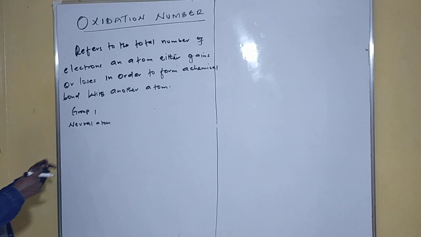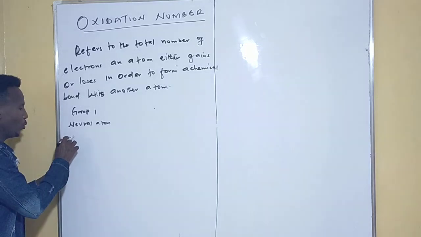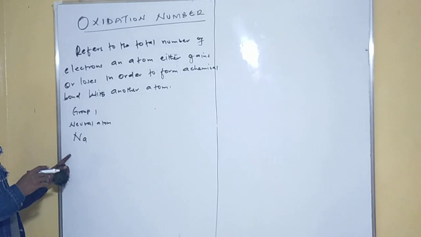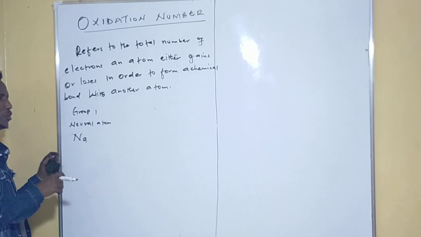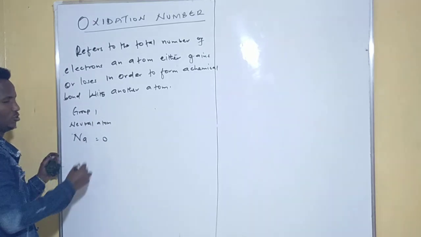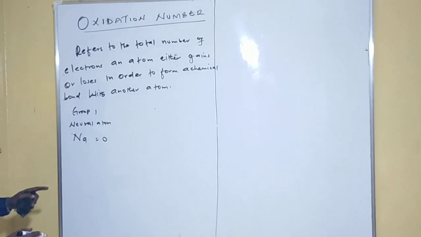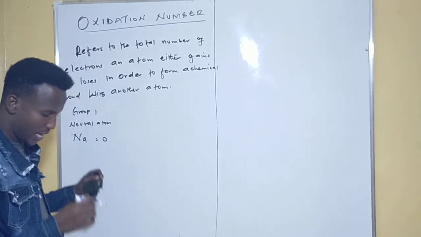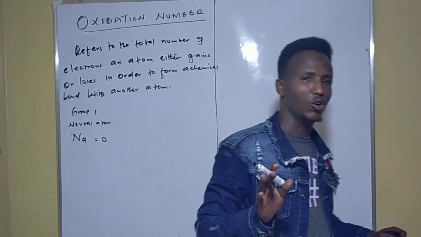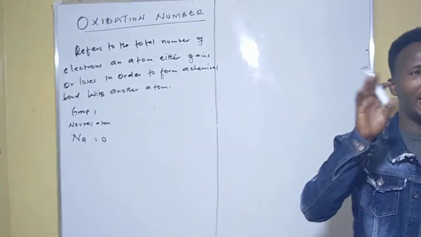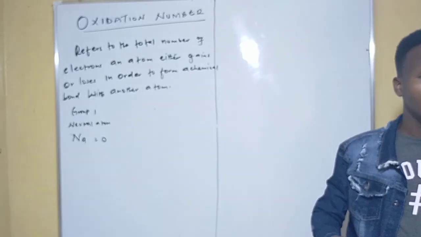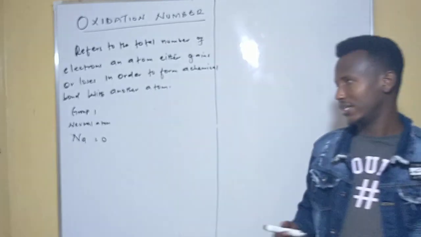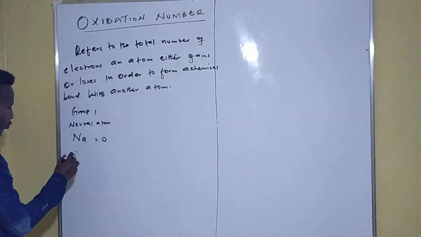Now, when we start with the neutral atom, we have sodium. Sodium is a neutral atom. So the oxidation number of any neutral atom, be it group one, group two, group three, group whatsoever, is always zero, because it does not have a charge on top. So if you are given sodium, Na alone, that's a neutral atom, and its oxidation number is zero. Just understand that. Let me take another one of group one, which is potassium, K.